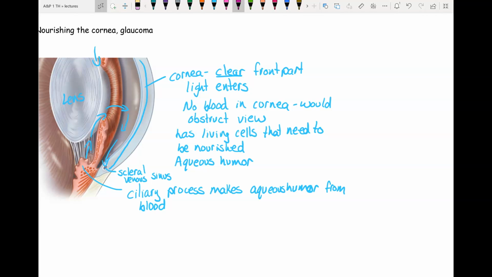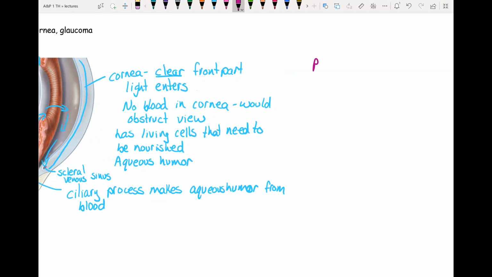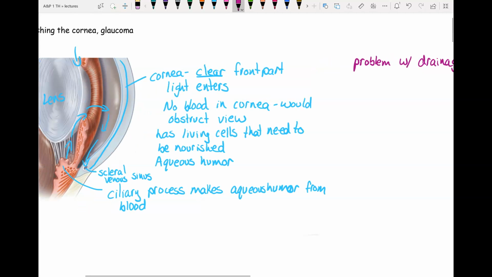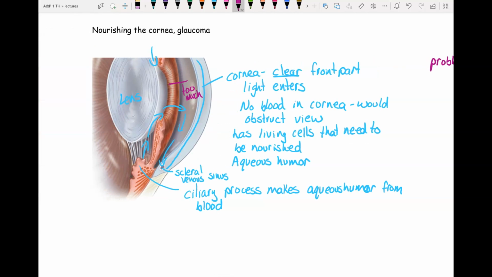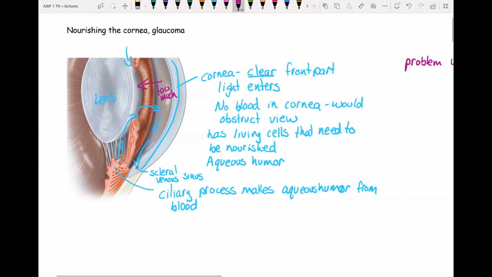Sometimes you can have a problem with this system. There can be a problem with drainage. Now again, think about patterns. In the brain, we talked about a problem with drainage. That was where you could get hydrocephaly. Same or a similar thing can happen in the eye. If you have a problem with drainage, you keep making fluid, but you get too much builds up because it's not draining. And when too much builds up here, it creates pressure on the lens.